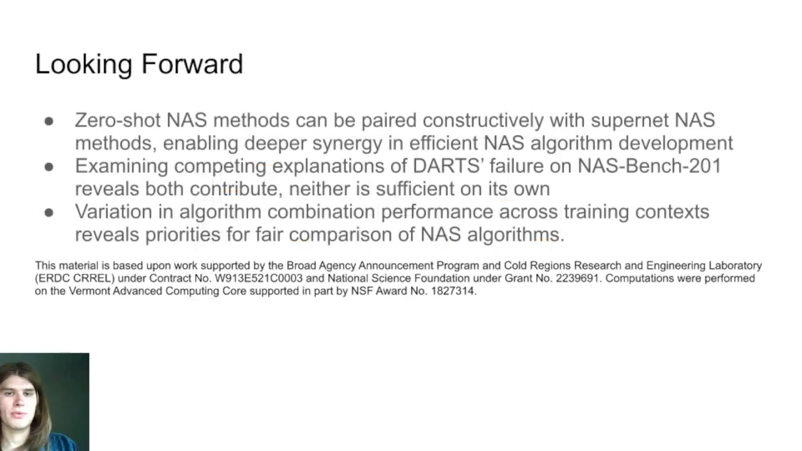Overall, these experiments provide a broad view of architecture selection, suggesting the promise of zero-shot methods used for selection within supernets, and elucidating the relationship between competing explanations for the failure of architecture weight pruning in NASBench 201.